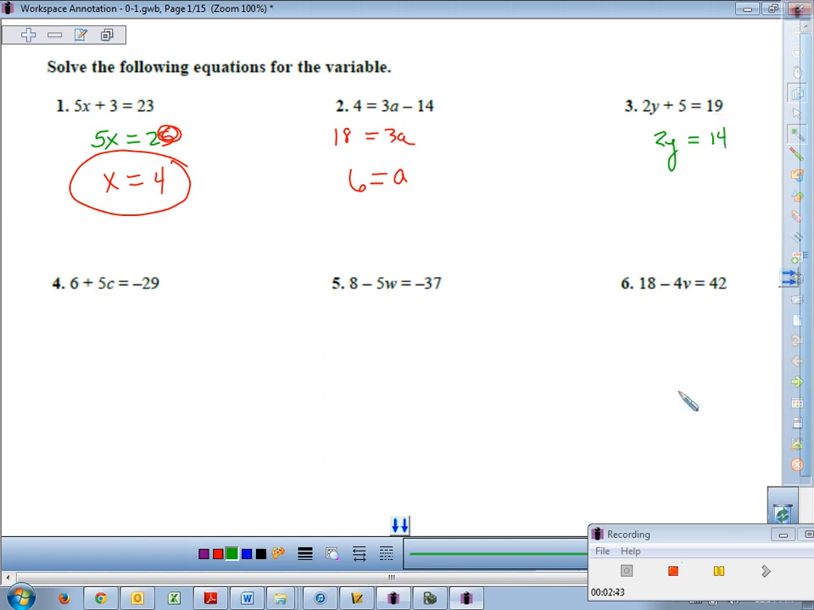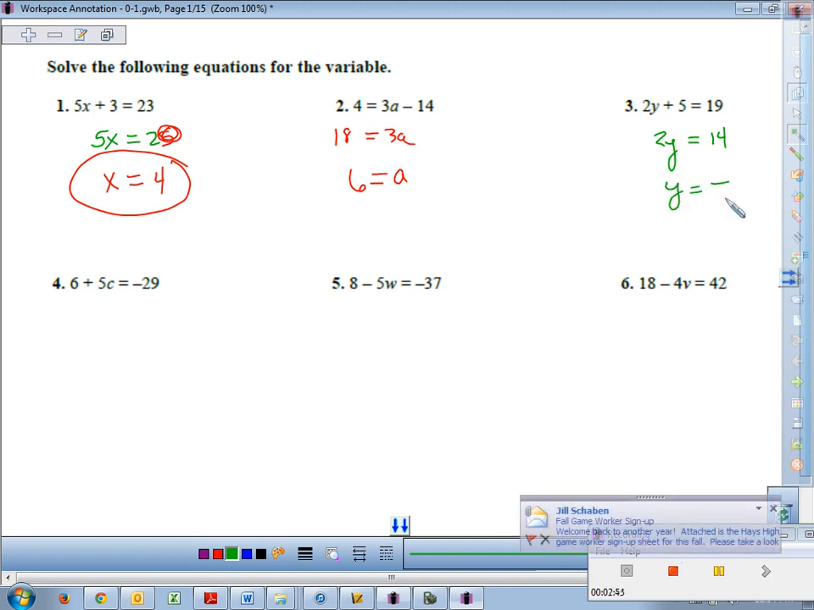I would like you to notice how nice and neat my work is. See how all my equal signs are lined up. It's not all over the place. Nice and neat. What you see up here is what I expect to be written on your homework and homework quizzes. And then final move here is to divide both sides by 2. So y will equal 7. And we circle it for our final answer.